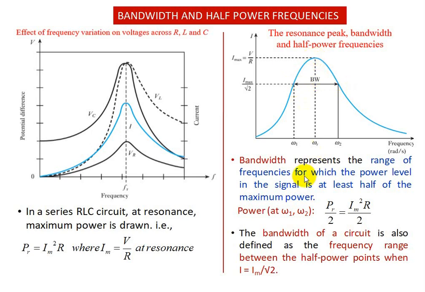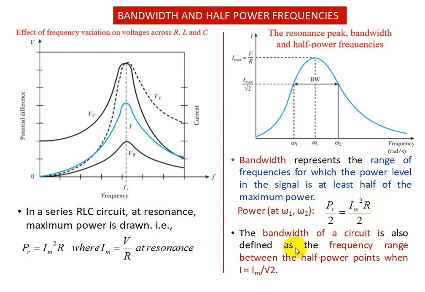Therefore, the bandwidth represents the range of frequencies for which the power level in the signal is at least half of the maximum power. So the power at omega 1 and omega 2, that is at these two points, will be half of the power drawn at resonance, that is PR by 2, which is equal to Im square R divided by 2.